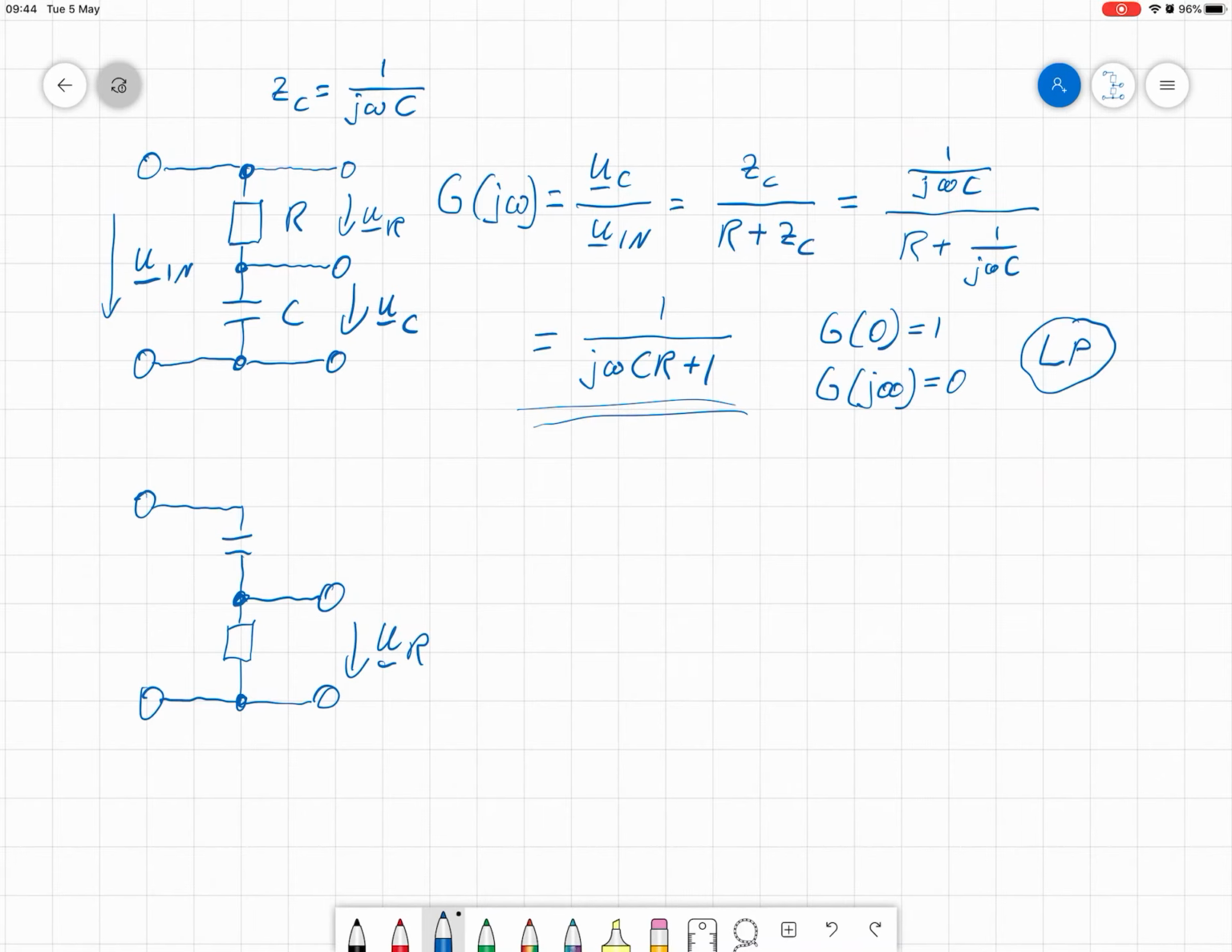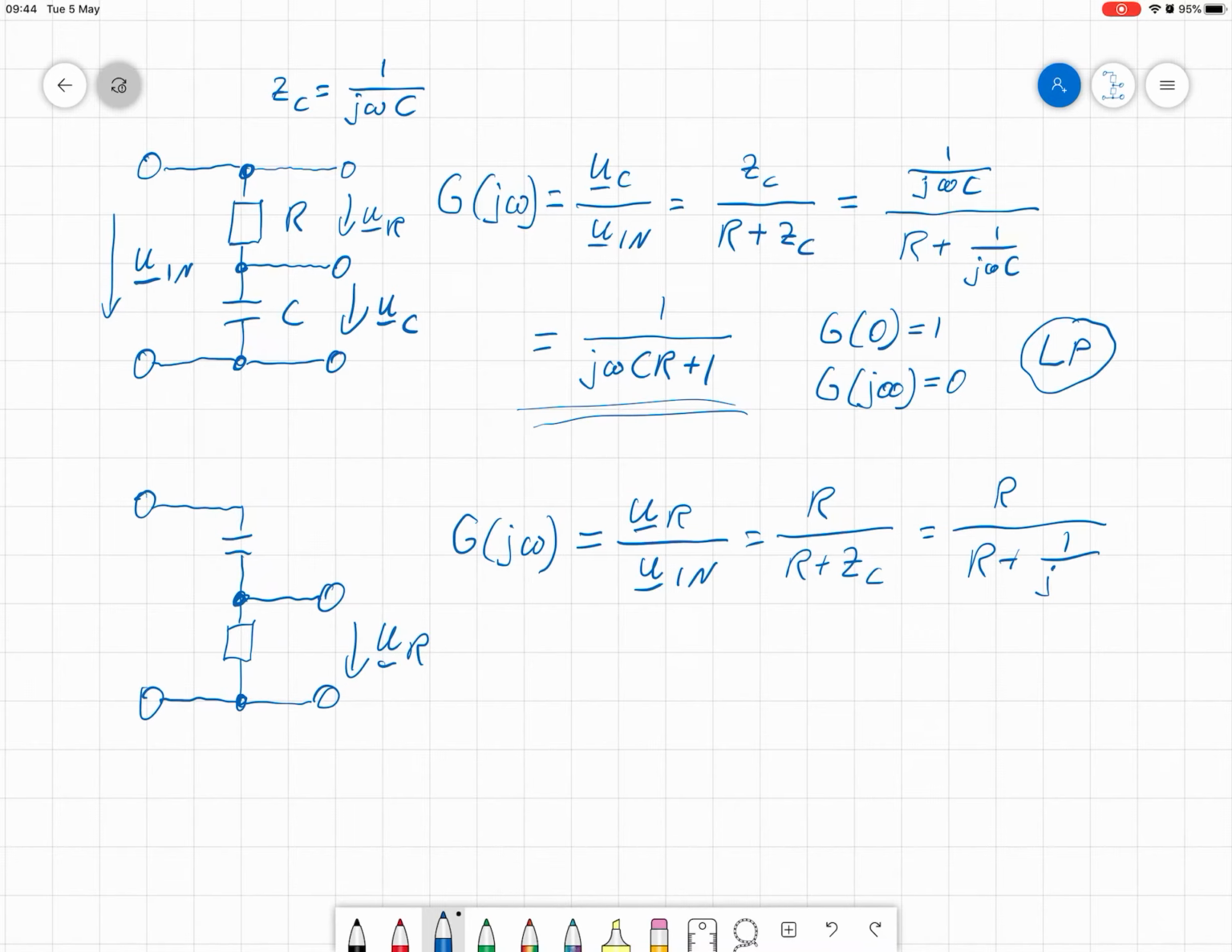We apply exactly the same methodology. So we calculate the transfer function G of j omega now as UR divided by U in. So we put the impedance of the resistor at the top, which is R, divided by R plus ZC. Insert the impedance of the capacitor. So we get R divided by R plus 1 over j omega C. And again, we expand with j omega C in order to simplify this equation.